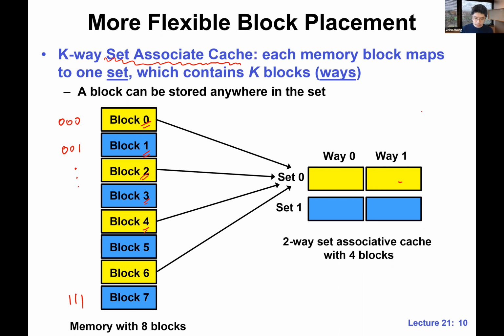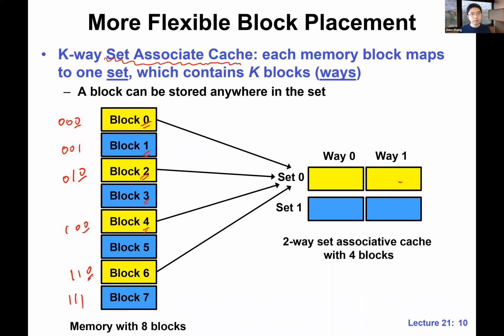See here, if you look at the yellow memory blocks, let me write down the binary address for a few more blocks. Just look at the last bit. For these yellow blocks, this is 110.